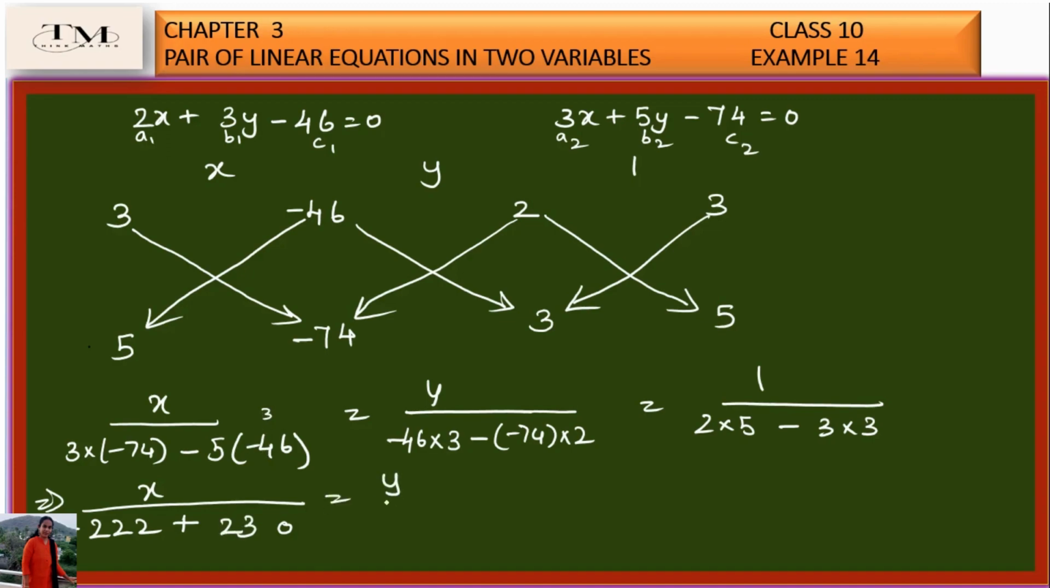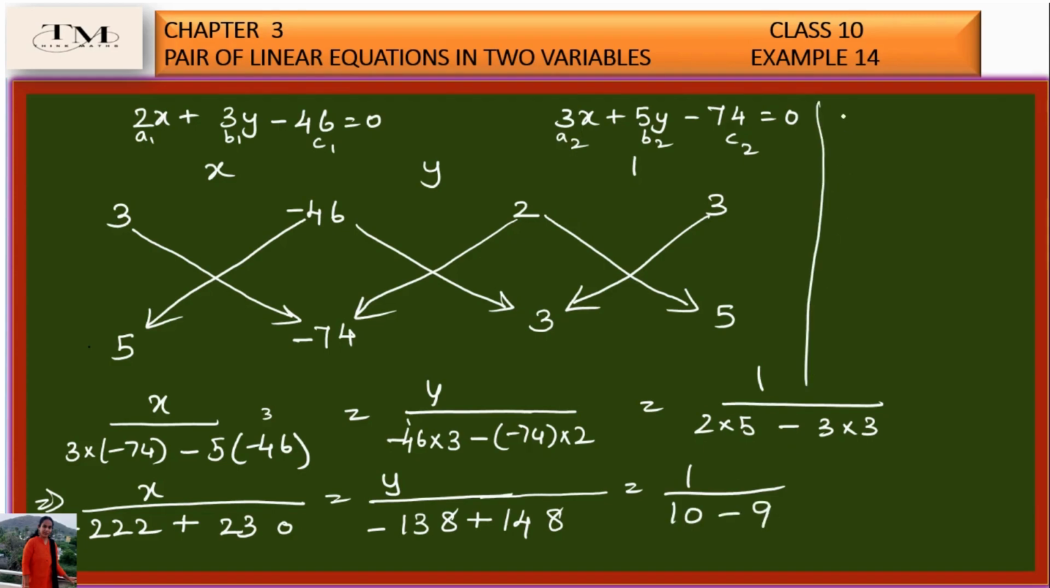Which is equal to y divided by minus 46 into 3. That is 6 into 3 is 18, balance will be 1, 4 into 3 is 12, 12 plus 1 is 13. So minus 138. Here there are two negative signs, so minus into minus will become plus. So 74 into 2: 4 into 2 is 8, 7 into 2 is 14, so 148. Which is equal to 1 divided by 2 into 5 is 10, minus 3 into 3 is minus 9.